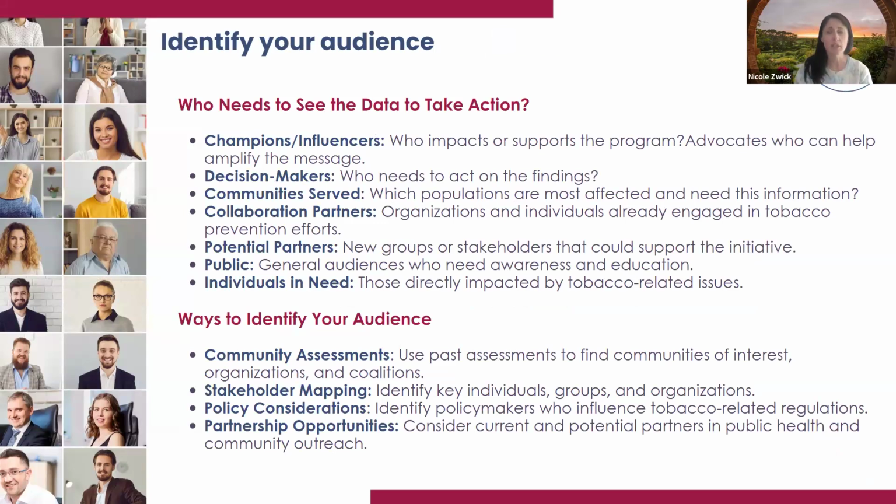A lot of times you're going to find that people are trying to identify those audiences, but a lot of people don't give you tools on how to find your audience. So here are some tips at the bottom of this. You could go back to your community assessment. This is really going to help you find those communities of interest, the organizations, the coalitions. Then you also could do a stakeholder map. It really helps identify key individuals, groups, and organizations you may want to work with or are working with.